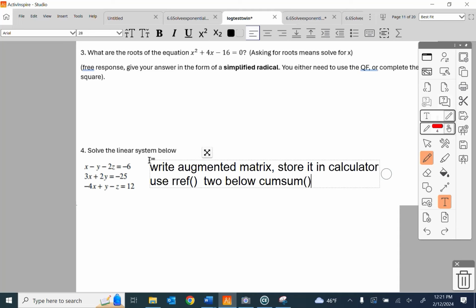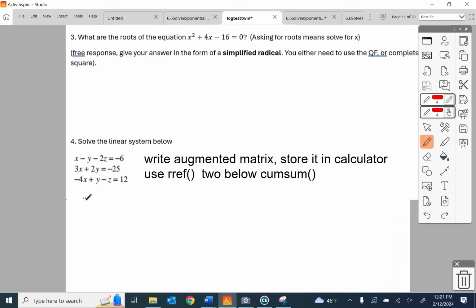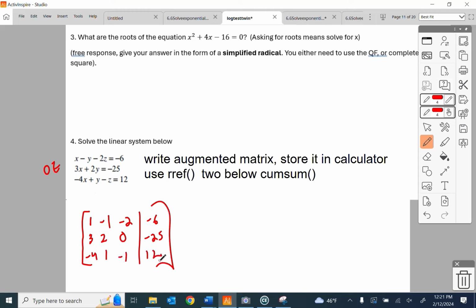So what does my augmented matrix look like? The augmented matrix keeps only the coefficients in front of the variables. So here's a 1, there's a -1, there's a -2, and on paper we put a bar, -6, 3, 2. Notice there's no z. Notice that? 0, -25, -4, 1, -1, 12. At this point in time, I switch over to technology.